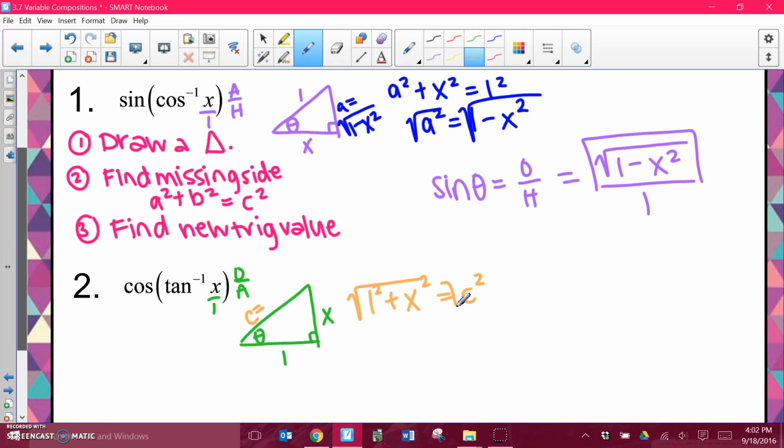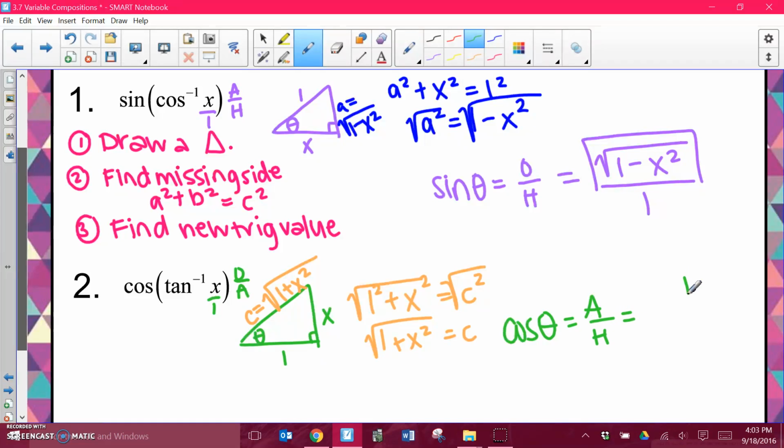I can just take the square root of both sides. And I know that c would be equivalent to 1 squared is 1, plus x squared equals that value. So I know that the hypotenuse is the square root of 1 plus x squared. So now if I'm looking for my cosine of that angle, it would be my adjacent side over my hypotenuse. So I'd have 1 over the square root of 1 plus x squared.